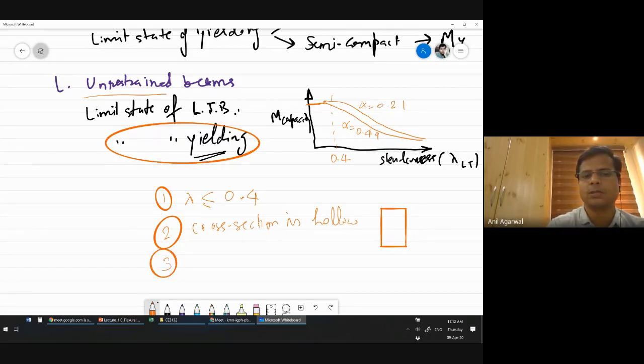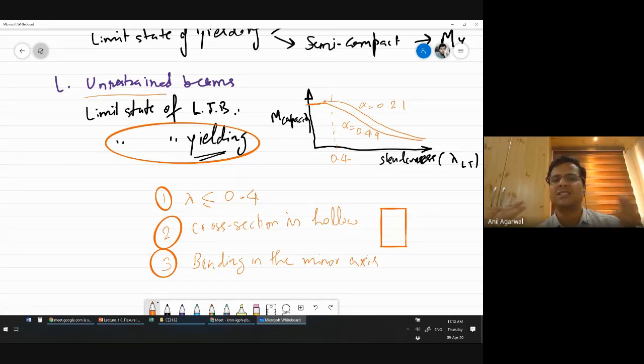Third one was the bending in minor axis. All right. So if the beam is bending about its minor axis, then basically what it means is that its resistance against bending in major axis is very high, right? And that is the lateral direction. Major axis is the lateral direction, right? So in the lateral direction, it is not likely to buckle because it has a very high stiffness in that direction, correct? So if these conditions are true, then you don't have to consider the possibility of lateral torsional buckling.